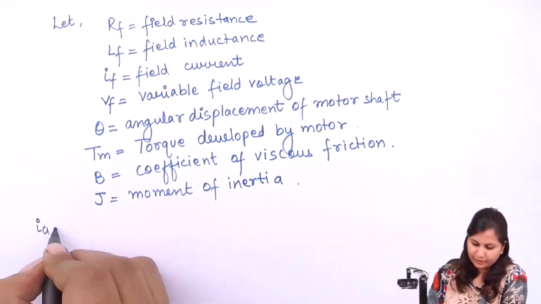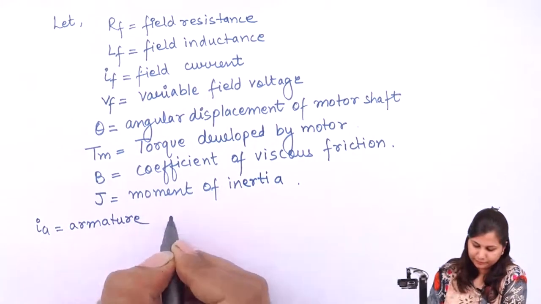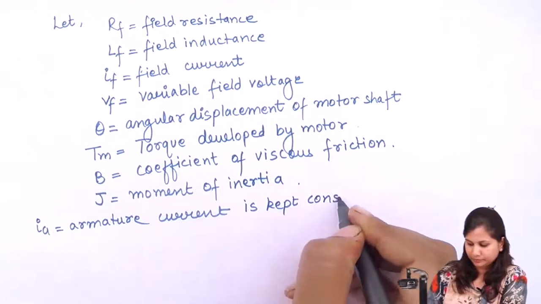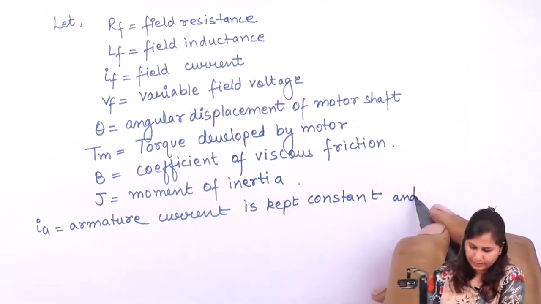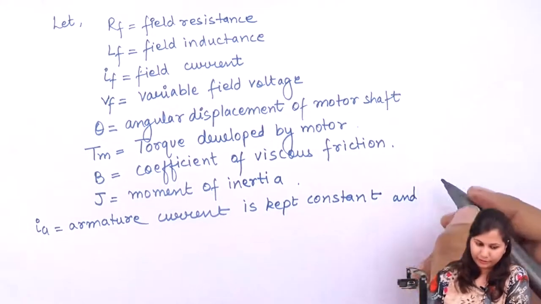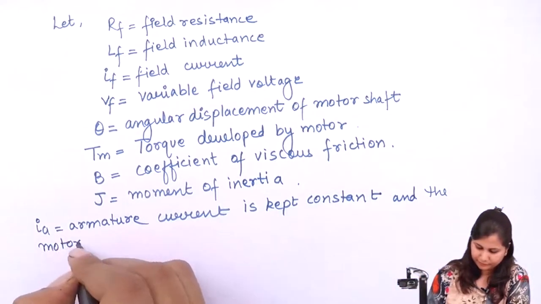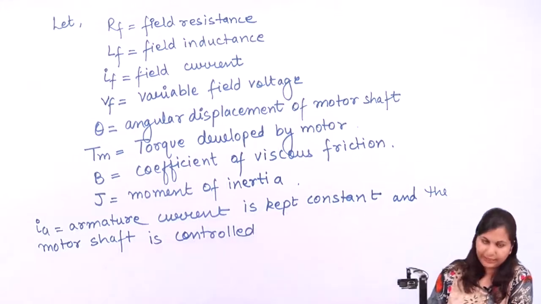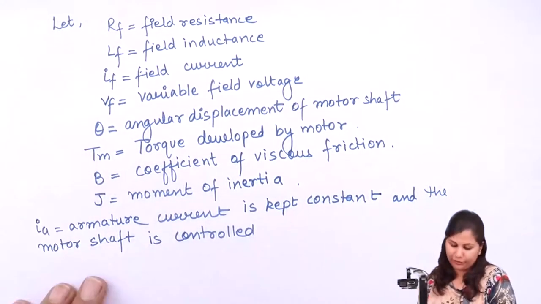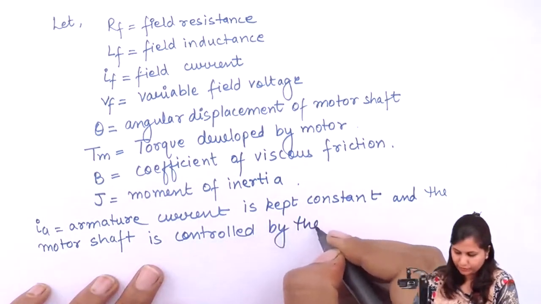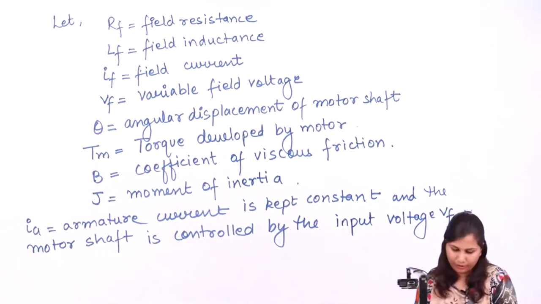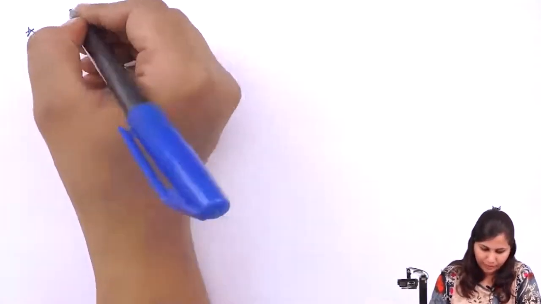And J is the moment of inertia. IA, that is the armature current, is kept constant. Because we have kept it constant, the motor shaft is controlled by the field side, that is the input voltage or the field voltage. So the motor shaft is controlled by the input voltage VF.